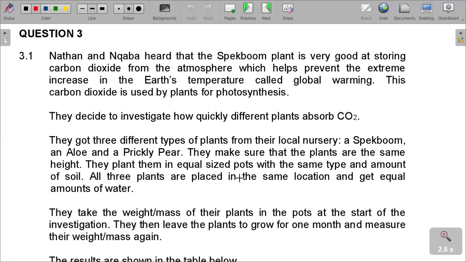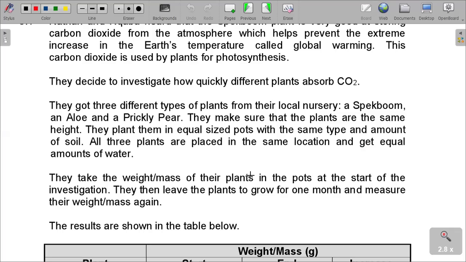And then they decide to investigate how quickly different plants absorb carbon dioxide. They got three different types of plants from their local nursery: a spekboom, we talked about that, an aloe, and a prickly pear. They make sure that the plants are the same height. They plant them in equal-sized pots with the same type and amount of soil. That is very correct.